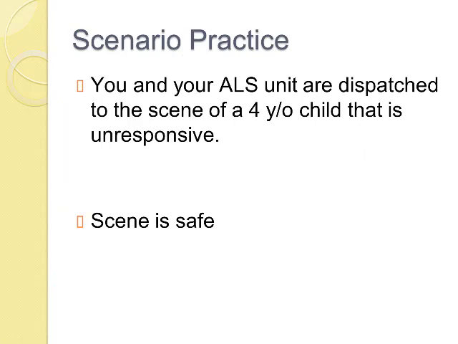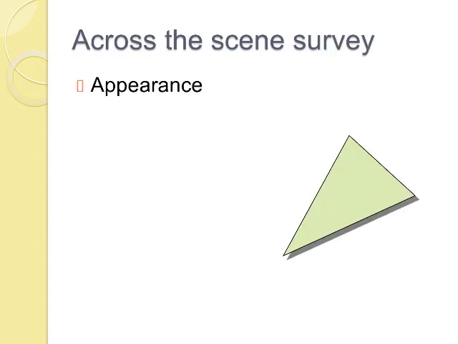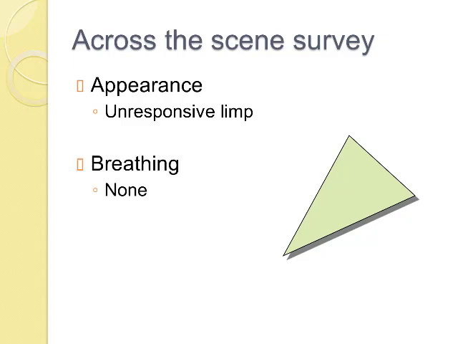Okay, another one here. You are dispatched to the scene of a 4-year-old that's unresponsive. Scene is safe. You're across the room, across the scene. Survey is unresponsive and limp. Breathing is none. Circulation is blue. So that's our across the room ABC: appearance, breathing, circulation.